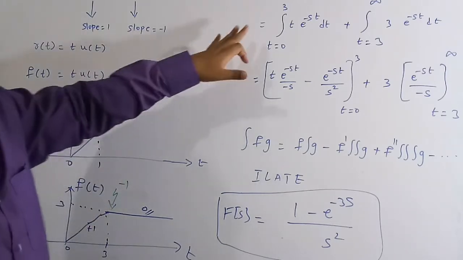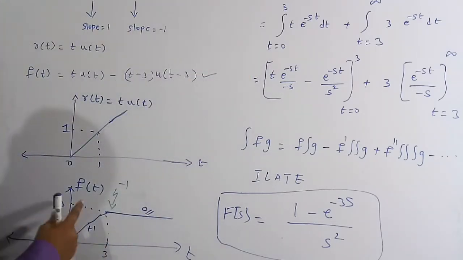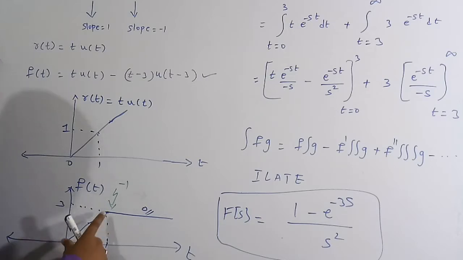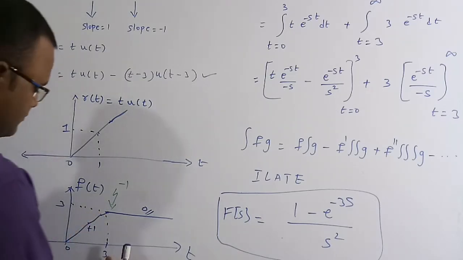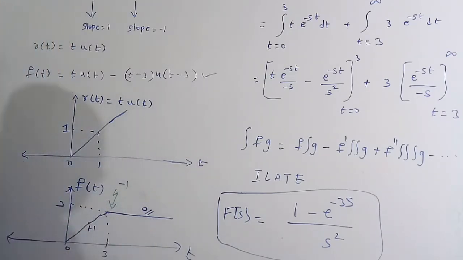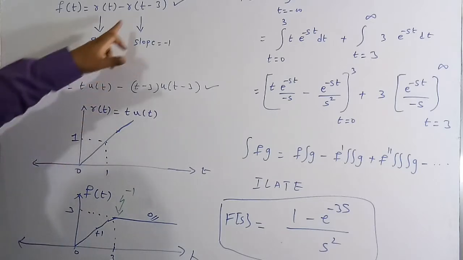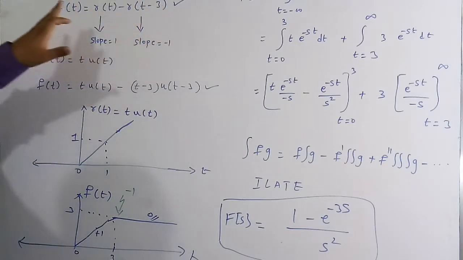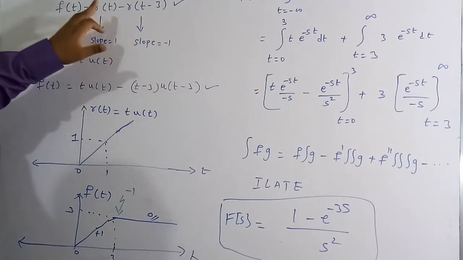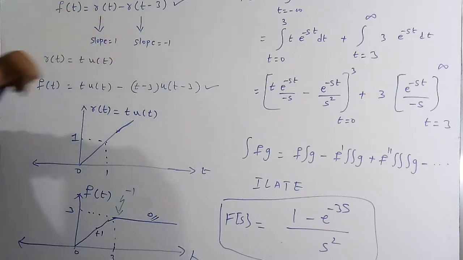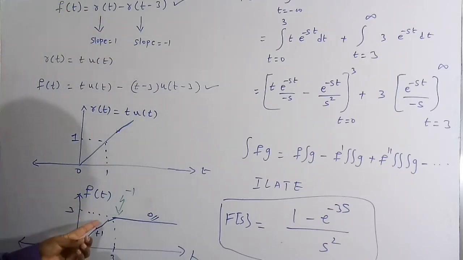So now, this function f of t has one value from 0 to 3, and from 3 to infinity its value is 3. From 0 to 3, f of t is equal to t, because the other part does not exist there. So f of t is equal to only t, which means it is t times u of t.